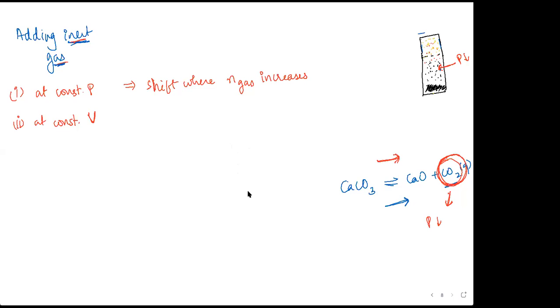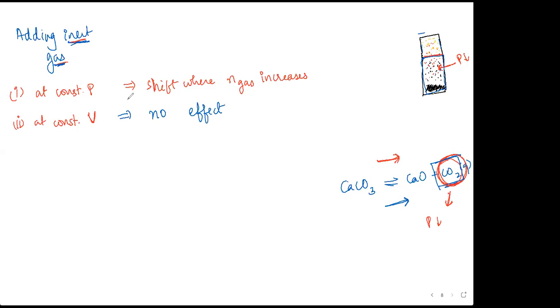No, so that's why there's two different cases. If you add an inert gas at constant volume, if the volume remains constant, you're just adding an extra inert gas over here, then in that case, there is no effect. At constant volume, overall pressure will still remain the same with respect to whatever gases are there in the reaction. So in this case, there is no effect, there is no change.